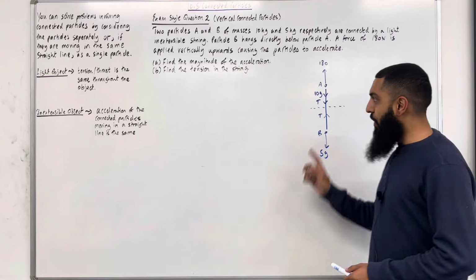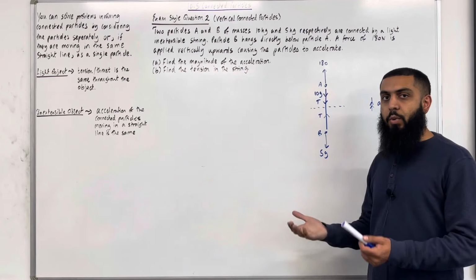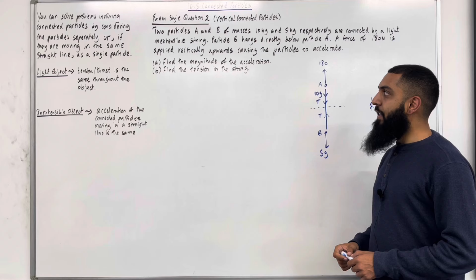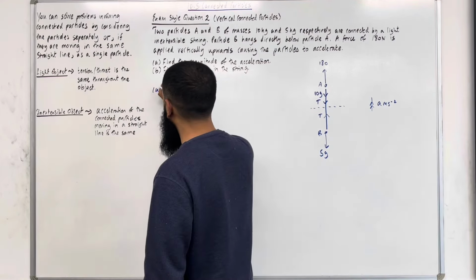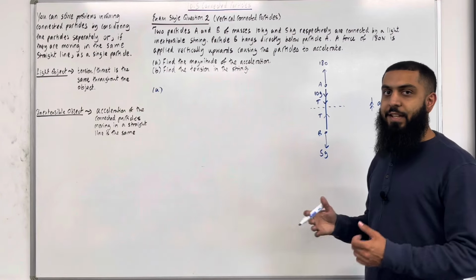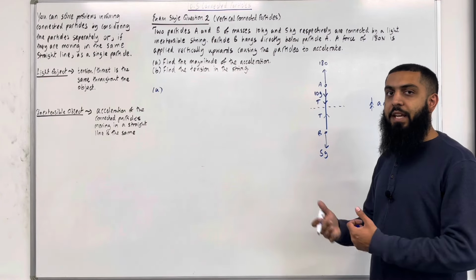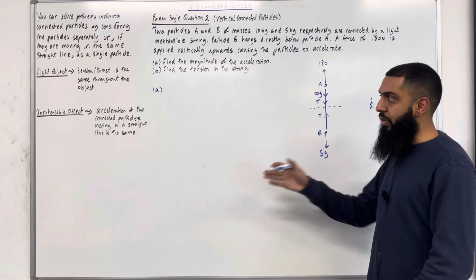Nice, solid. So we've got a force diagram. Now I can proceed with the calculations. Part A, find the magnitude of the acceleration. So let's have a look at the solution to part A. Now for part A, I'm going to consider the system as a single particle to eliminate the need of working out the tension, as you will see shortly.